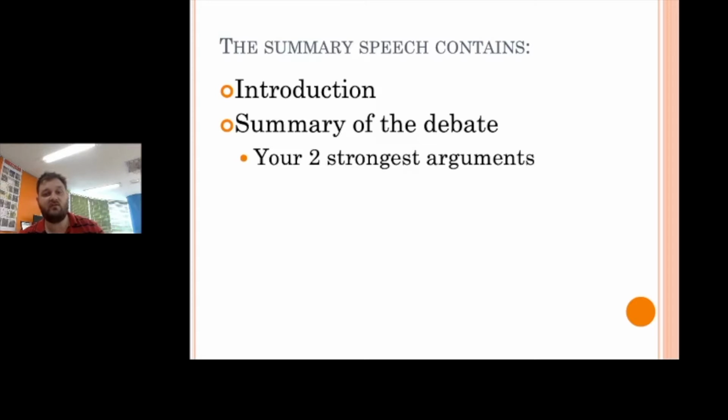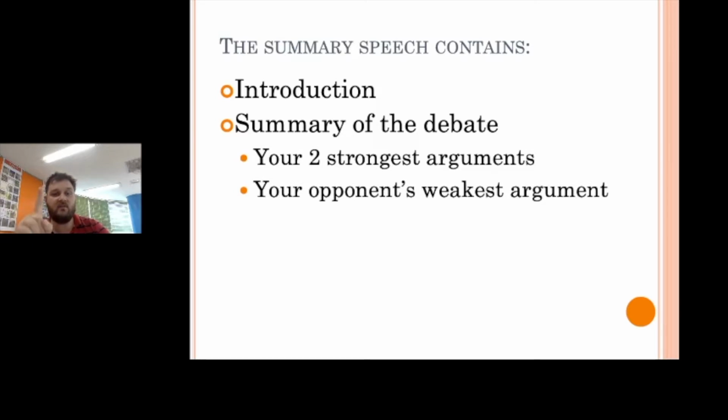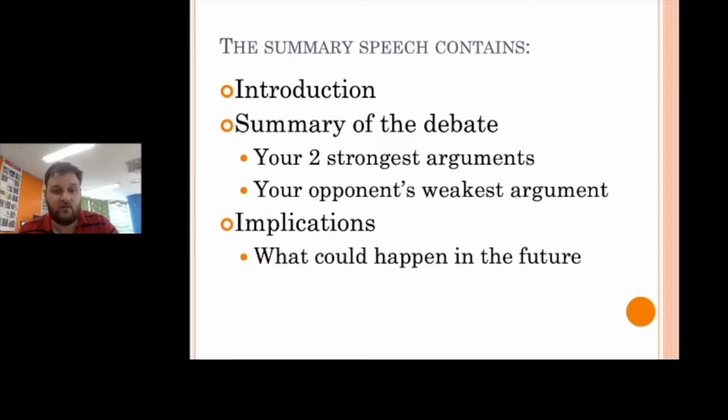Summary of the debate consists of your two strongest arguments and your opponent's weakest arguments. So your two strongest arguments and one argument from your opponent, which should be their weakest. And the implications. So this thing is probably new to a lot of you, but I will teach you about it today. I've got some charts you can use to make it simpler, and I've prepared a nice, wonderful help sheet for you guys. So implications is what could happen in the future. But we'll talk about implications a bit later. At the moment, we'll just focus on the introduction and then the summary of the debate.